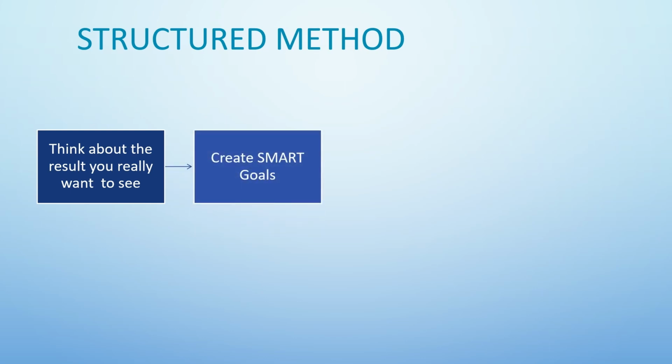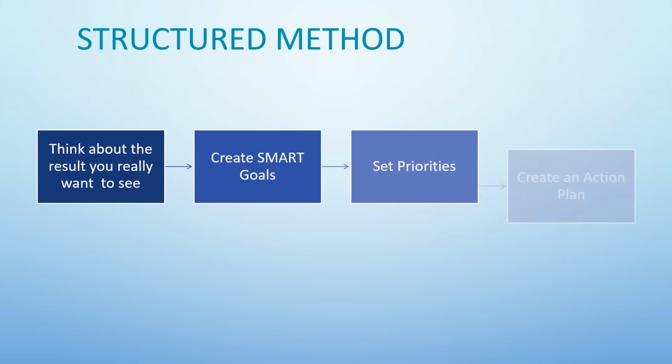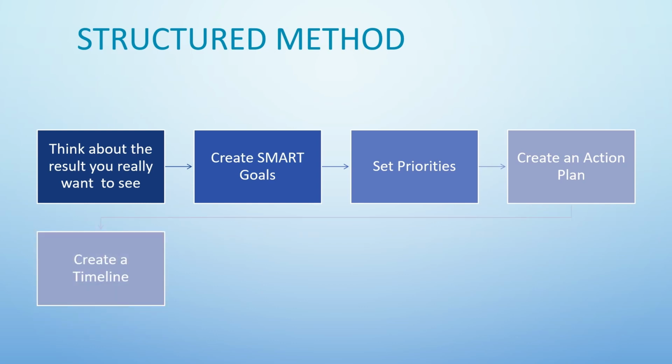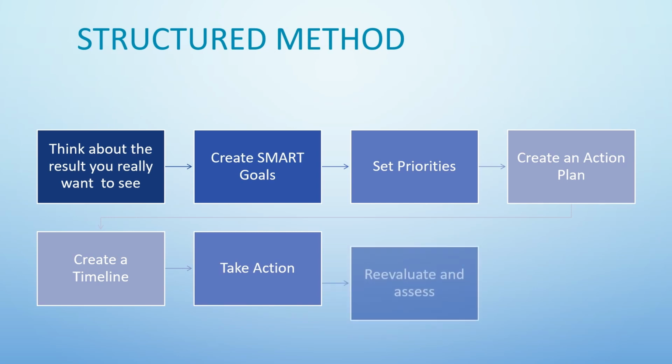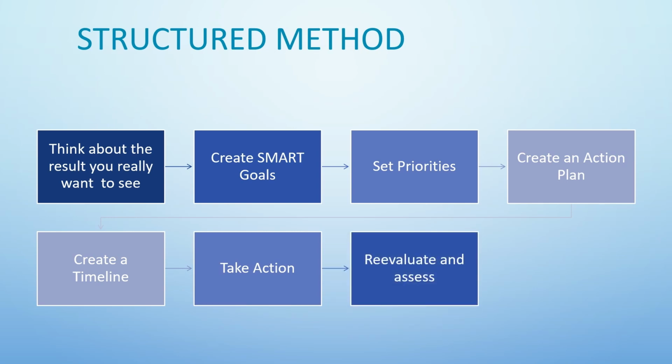Breaking down this method into a flowchart, we can understand that once we start with thinking about the result you really want to see, we have to create SMART goals. Then we set priorities and accordingly create an action plan. Also, make an implementation timeline. Take action. And lastly and most importantly, reevaluate and assess your goals to help better them.